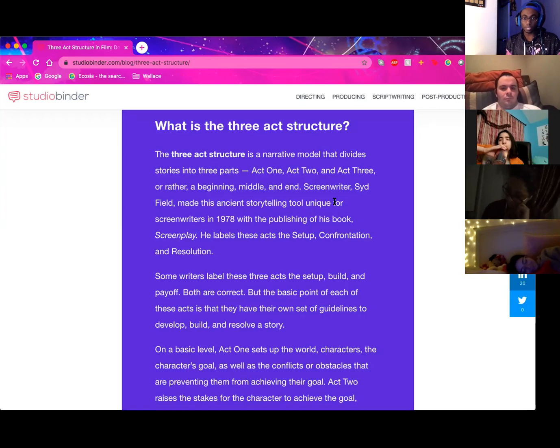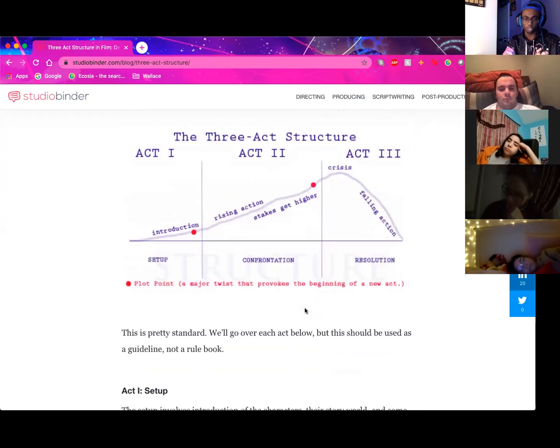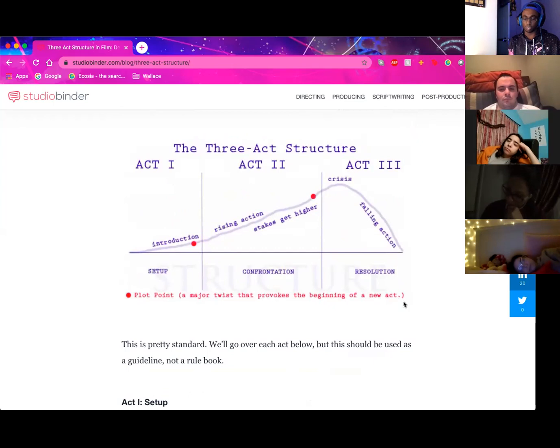So, basic 3 act structure. Like most things, 3 is the most powerful number, honestly, and the most powerful shape was a triangle. It doesn't change anything with screenwriting. As you can see with Studio Binder, a lovely website that has a very nice application to help you screenwrite in your spare time, the 3 act structure is usually split into Act 1, Act 2, Act 3, or beginning, middle, end. Rather than reading through all this, I'd rather look at this little diagram they have right here.